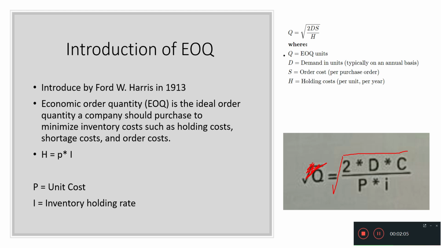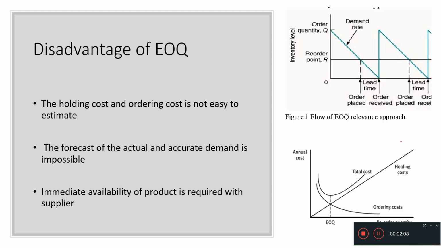Next we'll be using a graph to talk about EOQ. So first of all, we can see that EOQ is formulated by the total cost, holding cost, and the ordering cost. So these three costs are the costs we need to take into consideration to formulate EOQ. After that, EOQ is used in the graph, figure 1, which is the EOQ relevance approach.